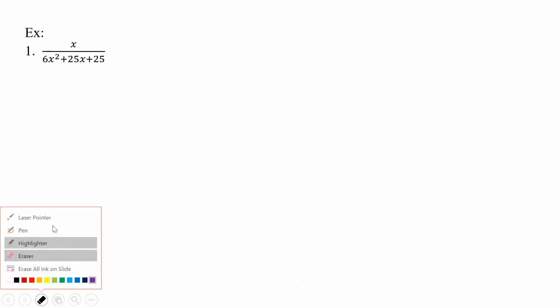All right, so let's look at our first example here. What we need to do in all cases is always factor our denominator. So if we factor that denominator, what we have to think of is factors of 6 and 25. So for 6, I might use a 2x and a 3x, and for 25, maybe 5 and 5. So that gives me 6x squared, 15 plus 10, that's going to be 25x, plus 25. So that looks like the correct factorization.